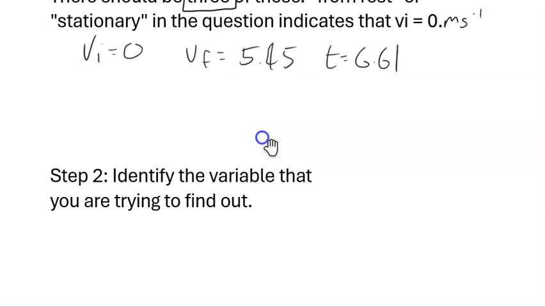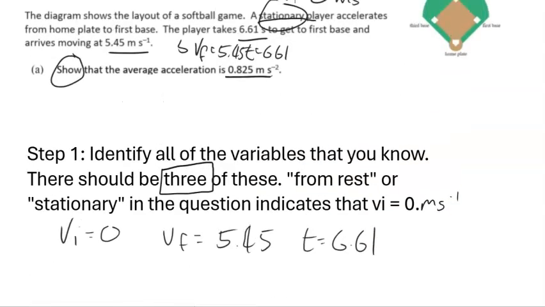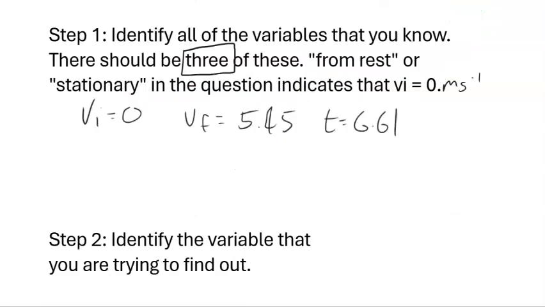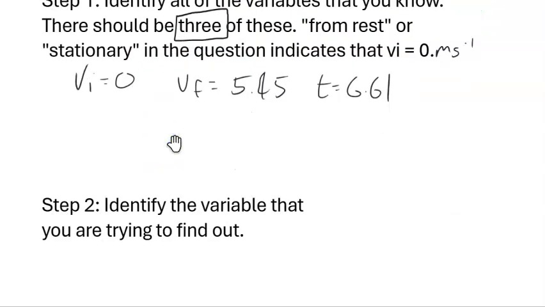Okay, identify the variable that you're trying to find out is the next step. Here it says show the average acceleration. So that is what we're trying to work out. So acceleration is the thing that we do not know.